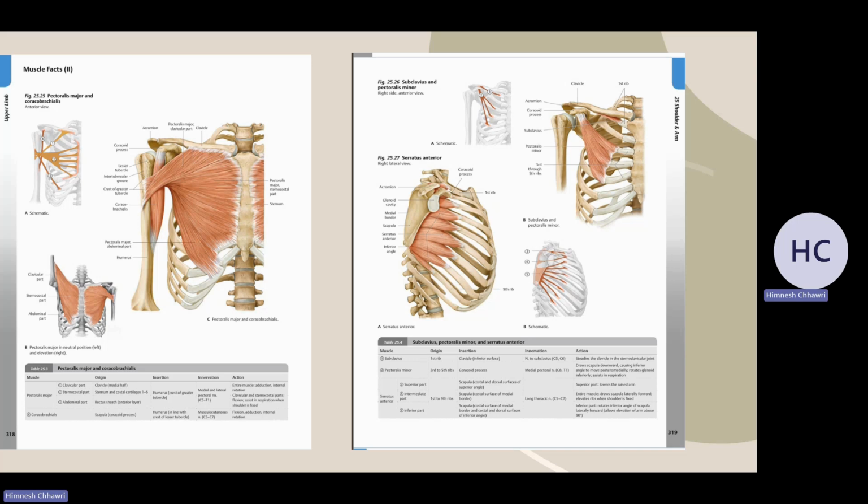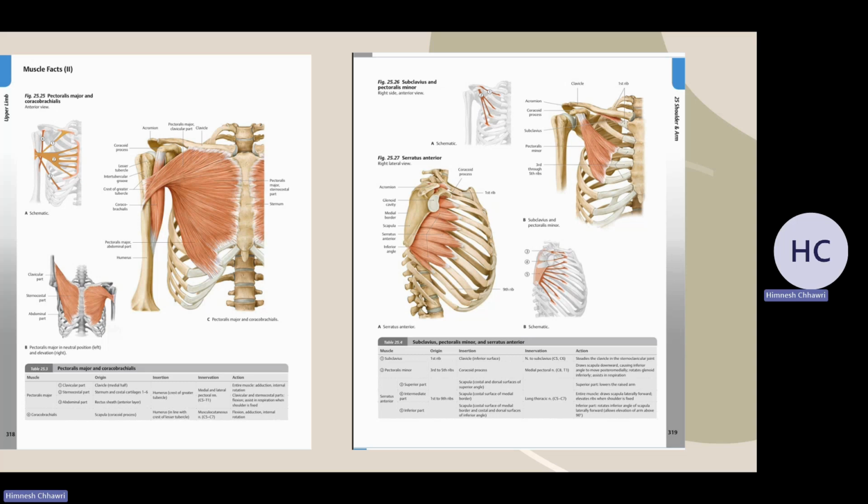It inserts into the crest of the greater tubercle. There are two muscles which twist on the insertion. Pectoralis major is one of the muscles which twist and inserts into the crest of greater tubercle. You can see that it's twisting and then it inserts. Innervation: medial and lateral pectoral nerve.